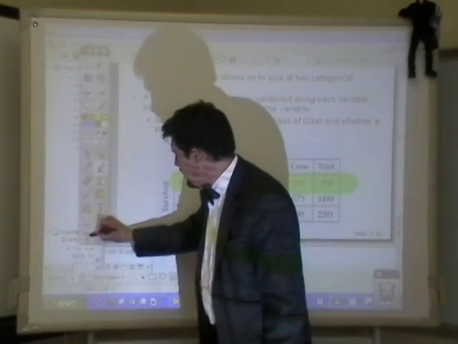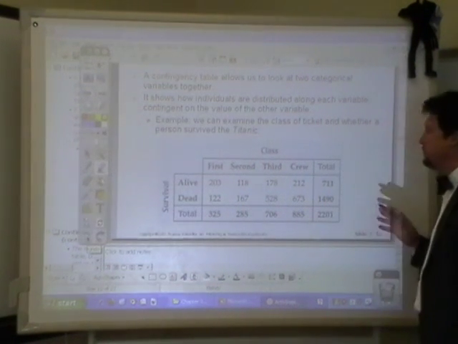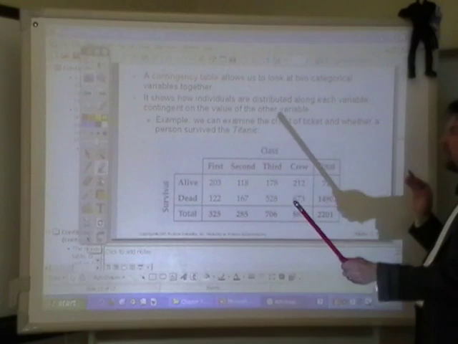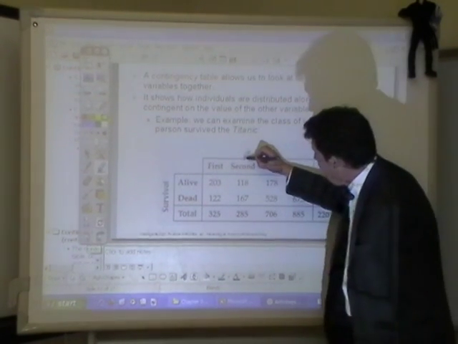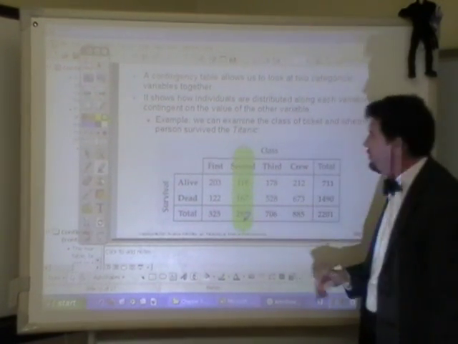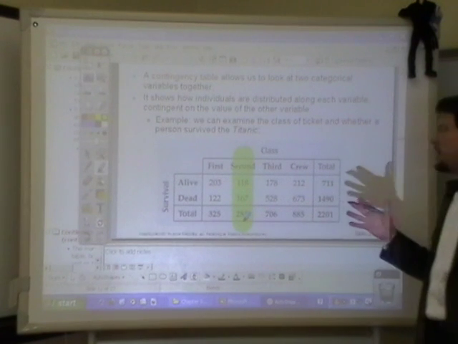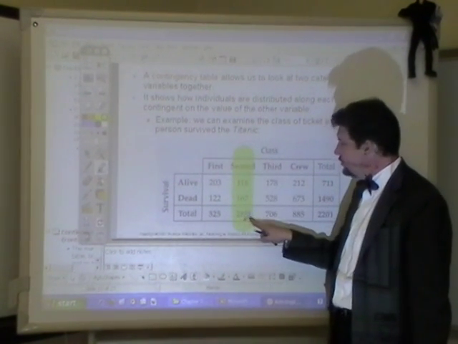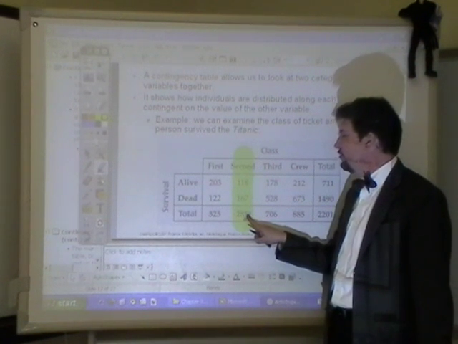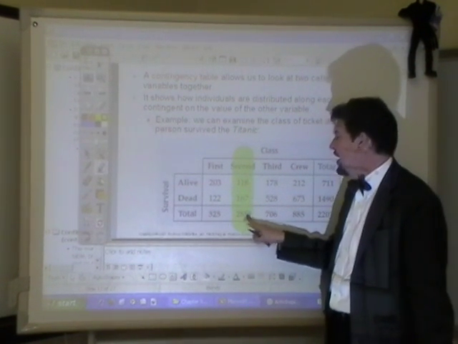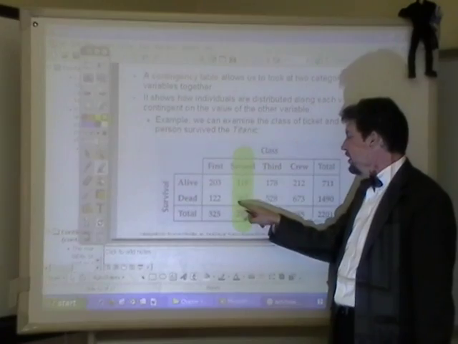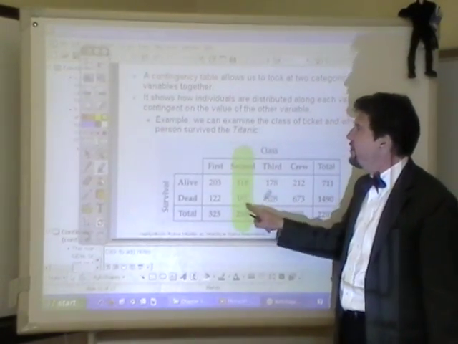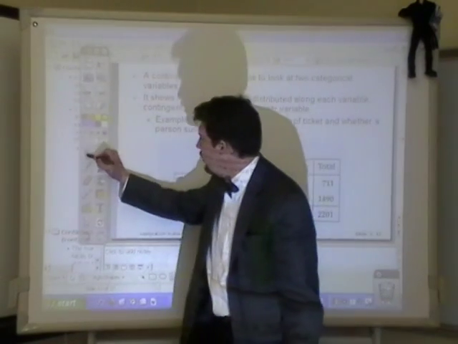If I said, what's the conditional distribution given that you were second class for survival? Given that you were second class, my population that I would be talking about would be the second class people. That's all I care about. There's my new population, 285 people. Of those 285 people, how did that break down? Well, 118 of them survived, 167 of them died. So that would be that distribution right there.